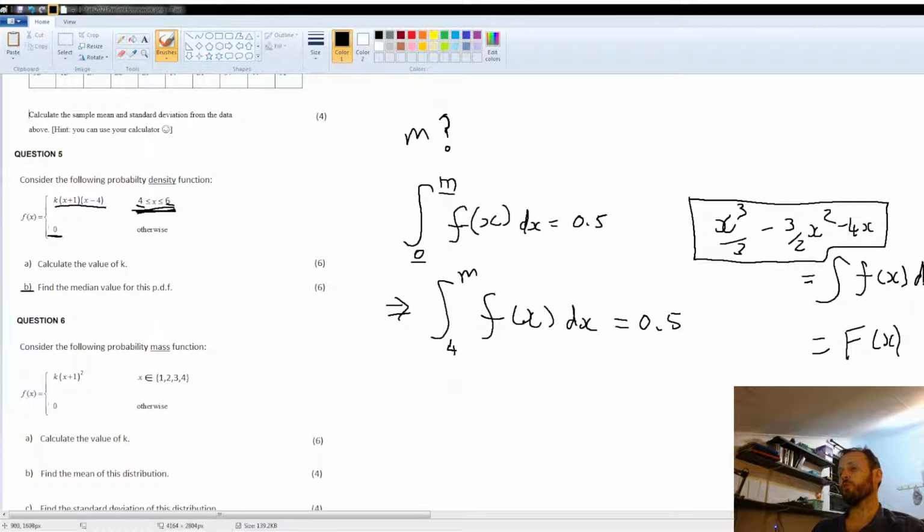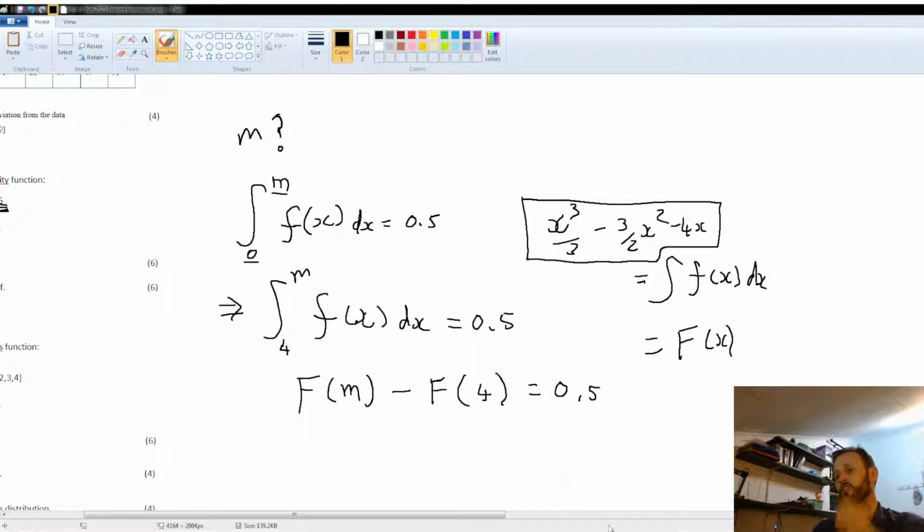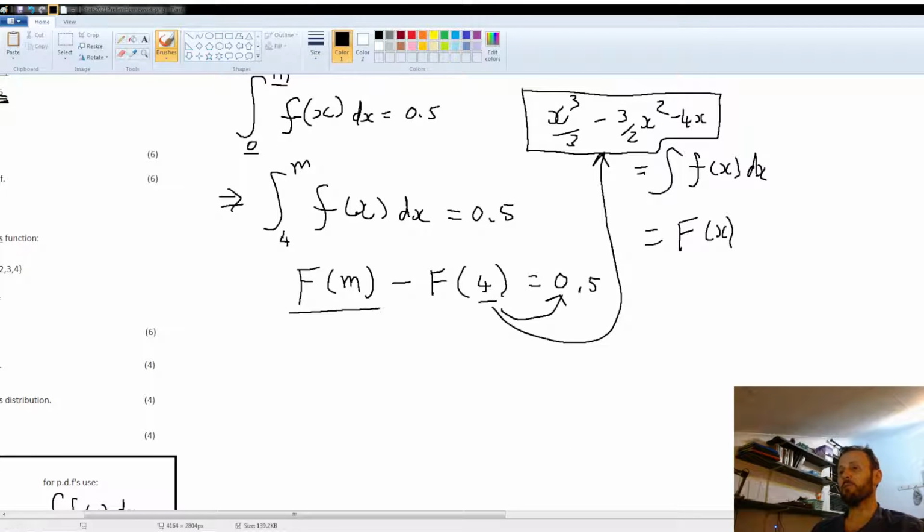So what are you actually going to work out? You're going to say, well, big F, which is the integral, evaluated at the median value because that's the upper limit, so you put it first, minus big F evaluated at the lower limit, which is 4. It's the lower limit, so you put it second after the minus, equals 0.5. And I think all of you can solve this one. Pretty straightforward. You take 4, you put it in there, see what you get. You subtract it from 0.5 by moving it to the right hand side of the equation. F of m will just be a polynomial in the variable m.